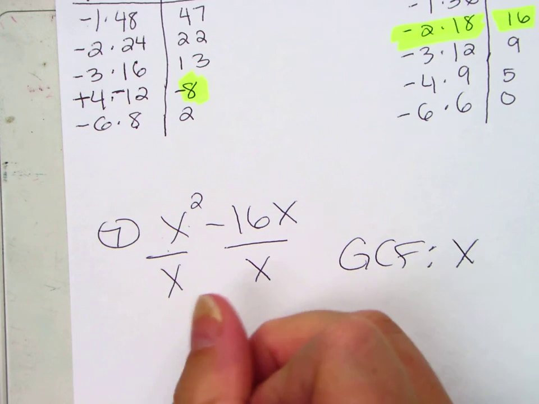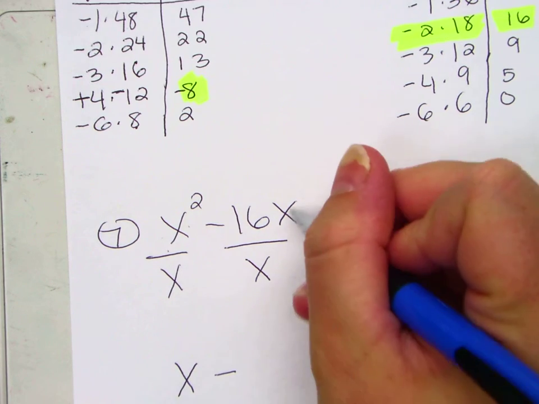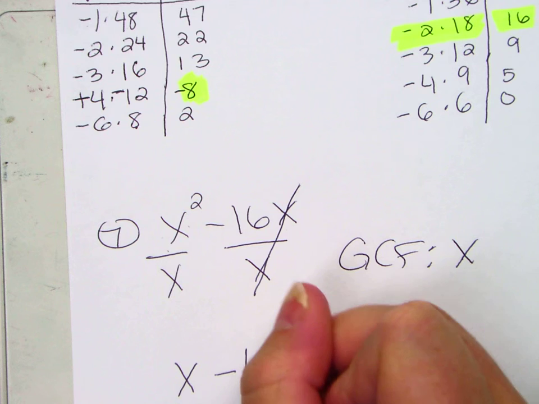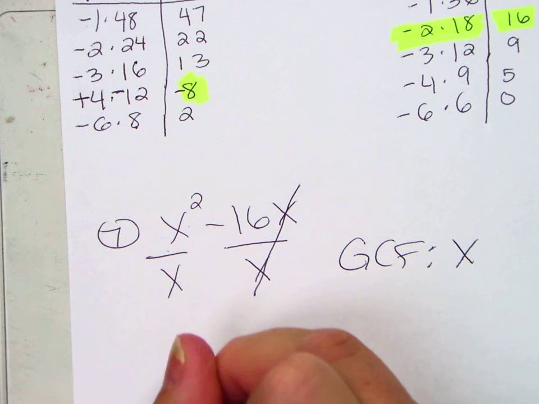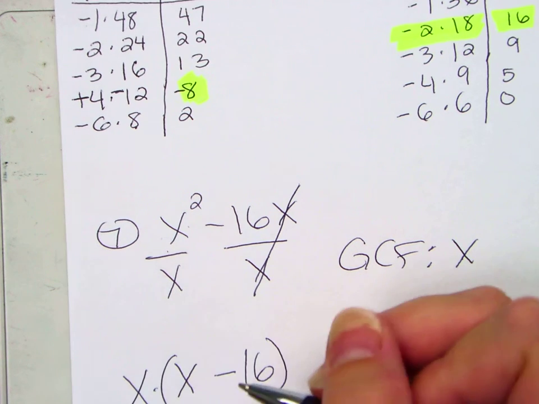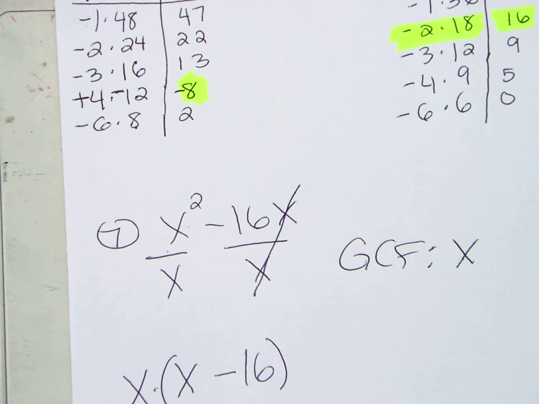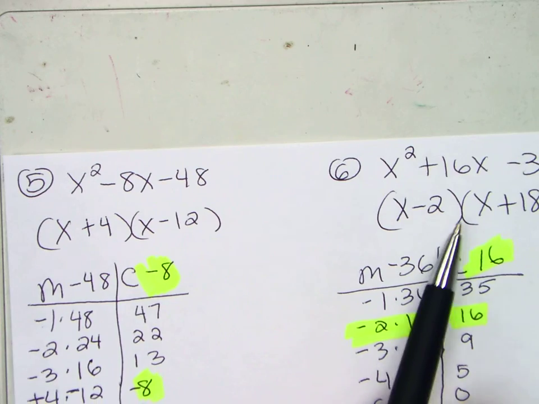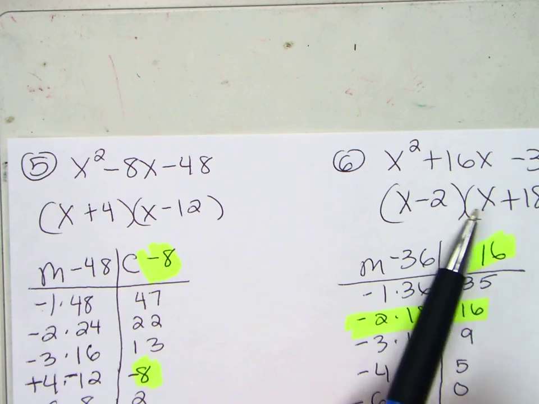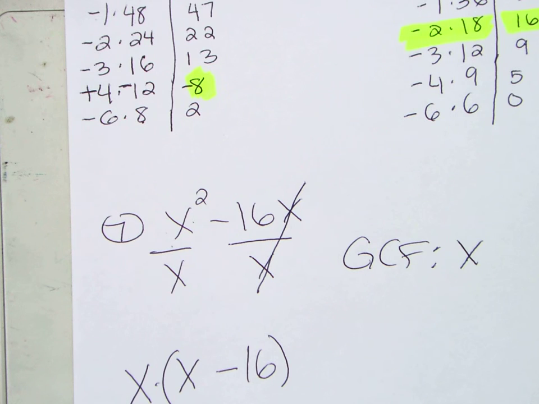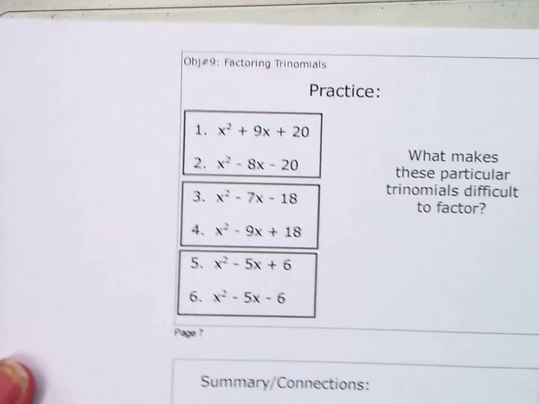X squared divided by x is x, minus. These x's cancel, you're left with 16. Parentheses, x on the outside. Remember, it has to be a product. All of these are multiplying. When parentheses touch, that means multiply. Okay? All right, the last activity, because this is a double day, is this.